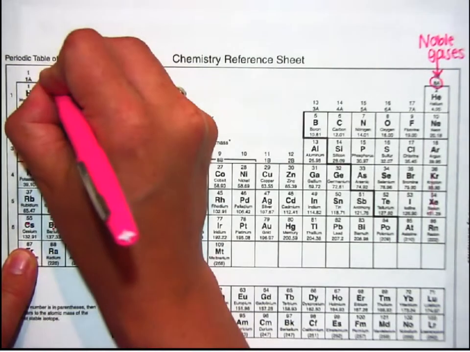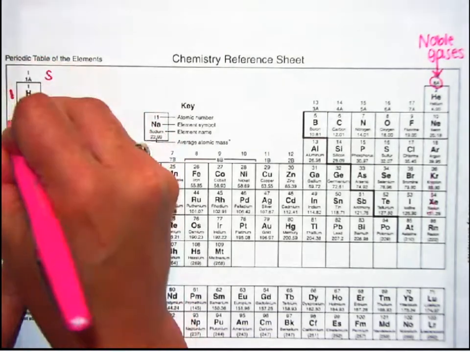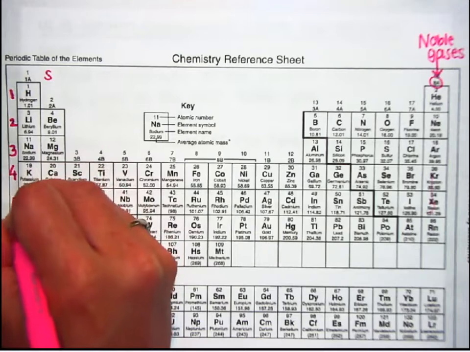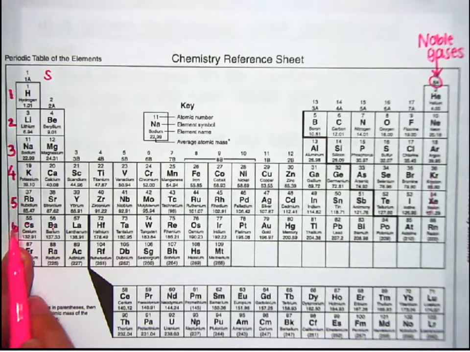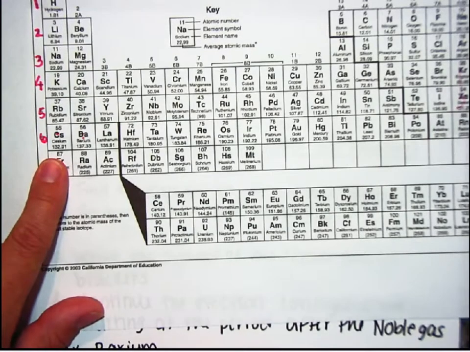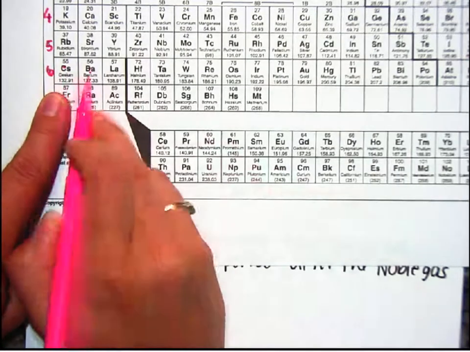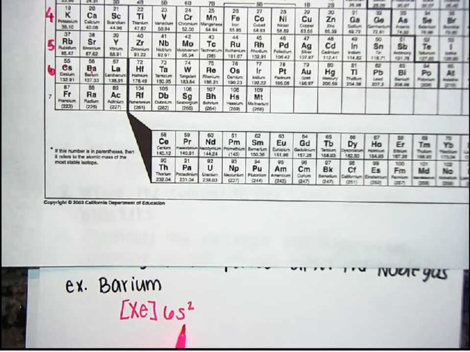So again, this is the S block. S starts at energy level 1. So this would be 1s, 2s, 3s, 4s, 5s, 6s. So barium is in the 6th period of the S block, and it is 1, 2 over. So instead of writing out a big long electron configuration, we can just write xenon 6s2.